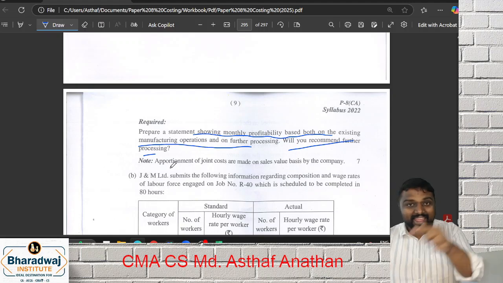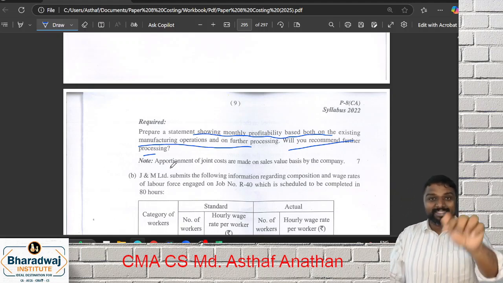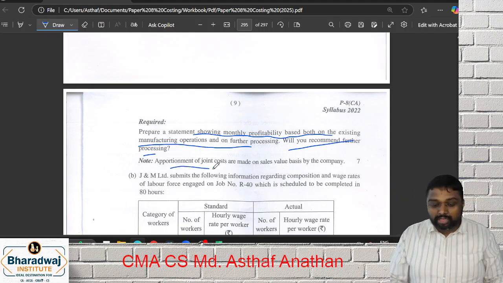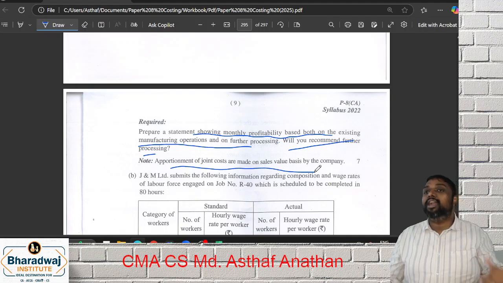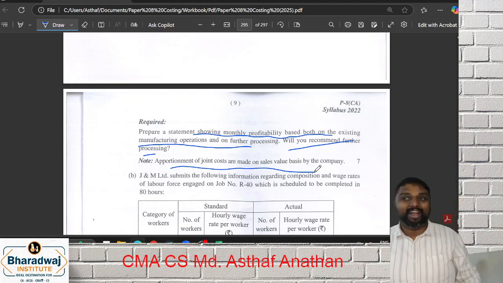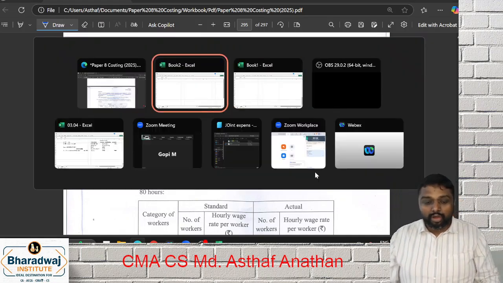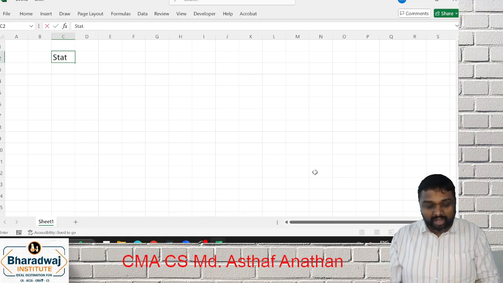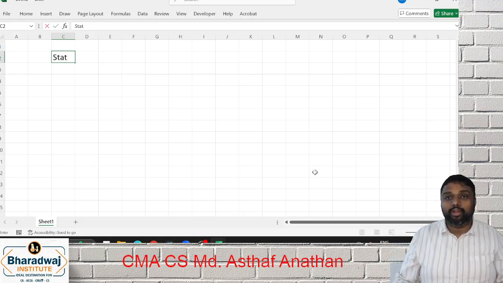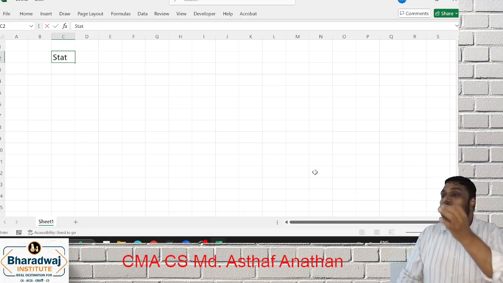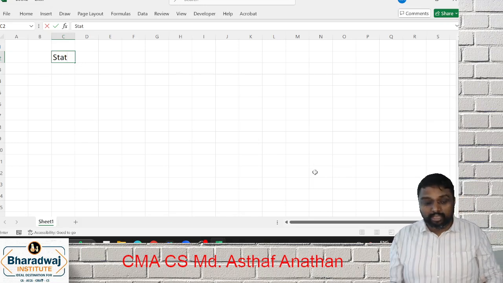Apportion the joint cost; how to apportion, they have given. It is not the reverse cost method. Apportion the joint cost on the basis of what? Sales value. Are you ready? So we'll go for the first one, with your permission. You can just switch on your timer also. We'll complete within below 5 minutes. That much easy question only.